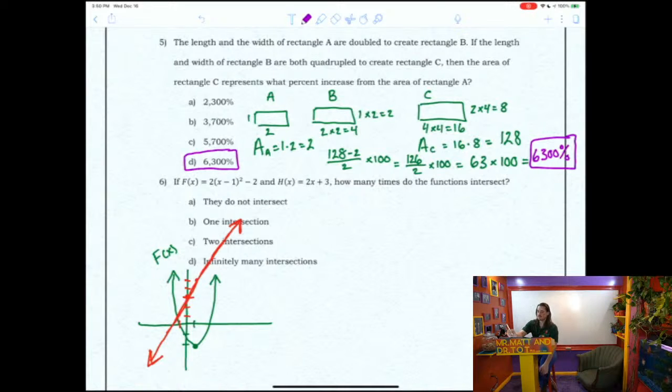Then I went over to the linear equation h of x. It has a b value of positive 3, so that means that it crosses the y-axis at positive 3, where y is equal to positive 3.